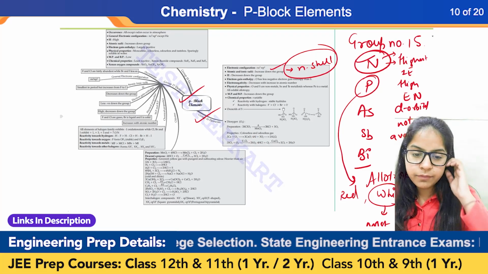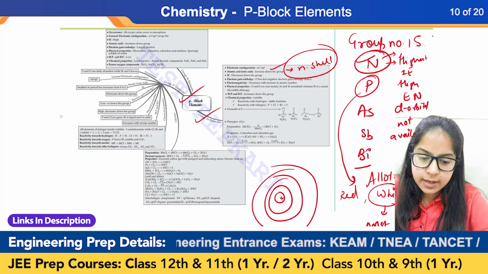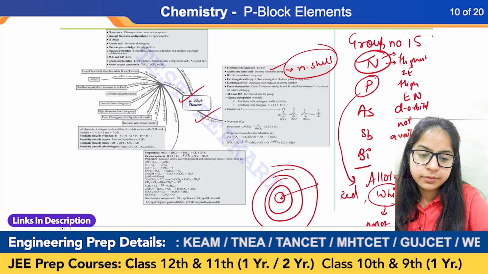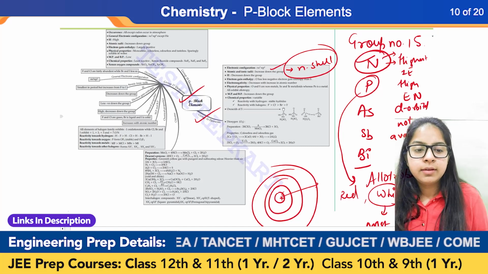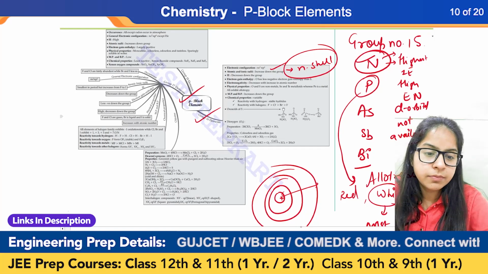Okay, with the increase in shell, the nucleus effect on the outermost orbital electron is going to decrease. That's why the electron can be easily removed from the outermost orbital.